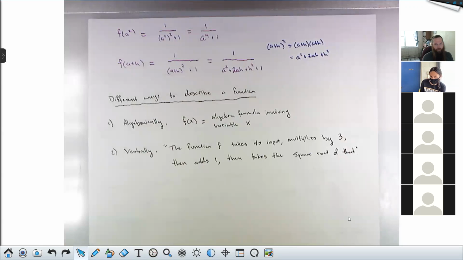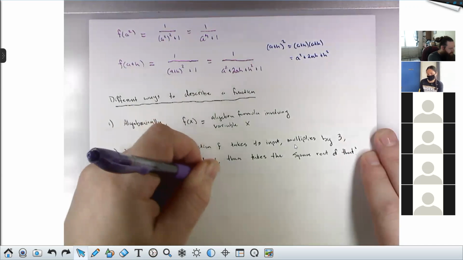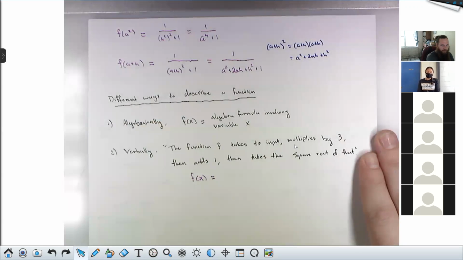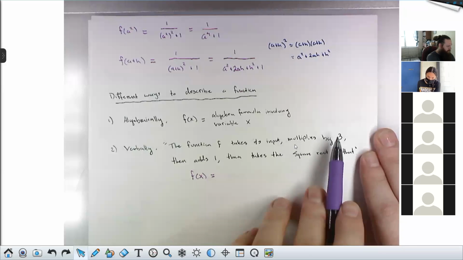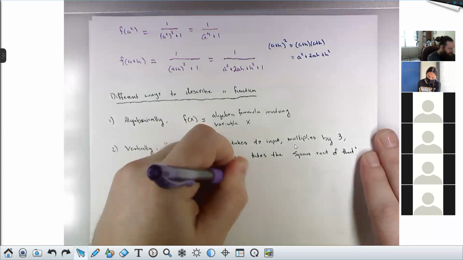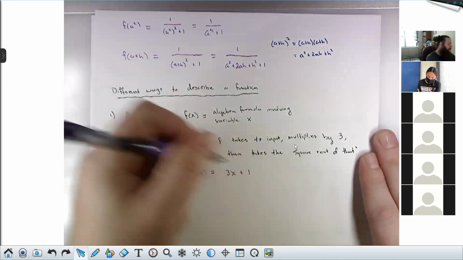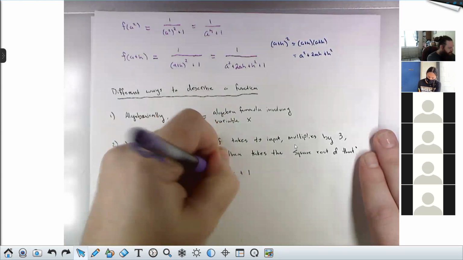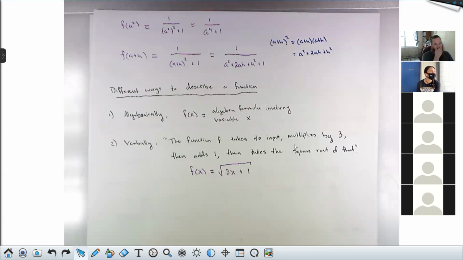And being able to go from the verbal to the algebra or from the algebra to the verbal is a useful thing. So here is an algebra representation of the function I just described verbally. You take your input, you multiply by 3. So your input is x. First thing you do is multiply by 3. Okay, that's 3x. Then you add 1. Okay, so that's 3x plus 1. And then we're taking the square root of all that. So that would be the square root of 3x plus 1.